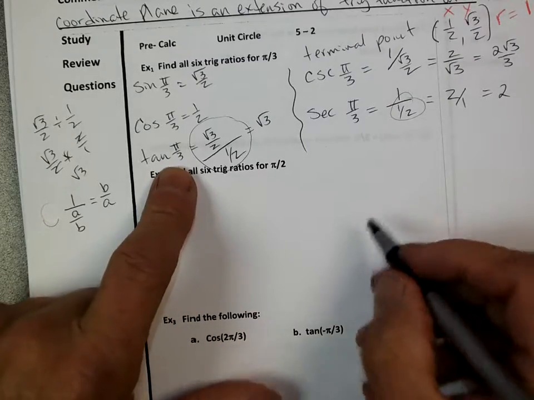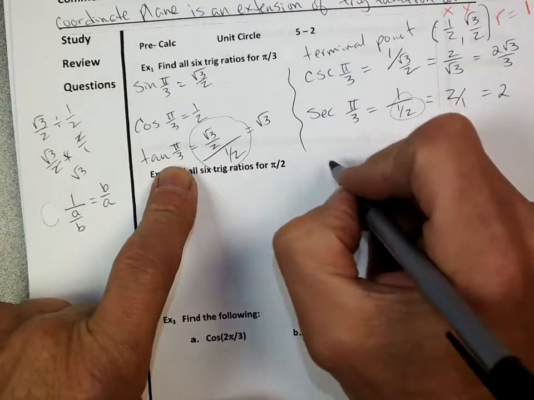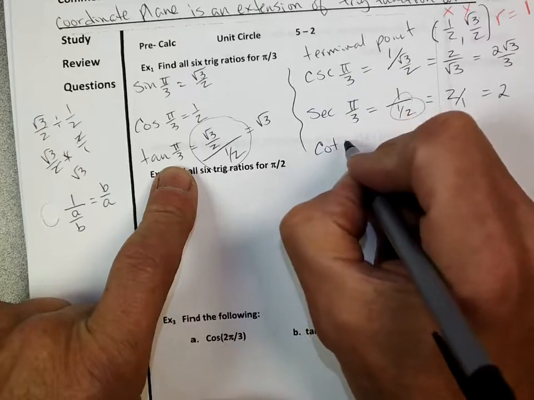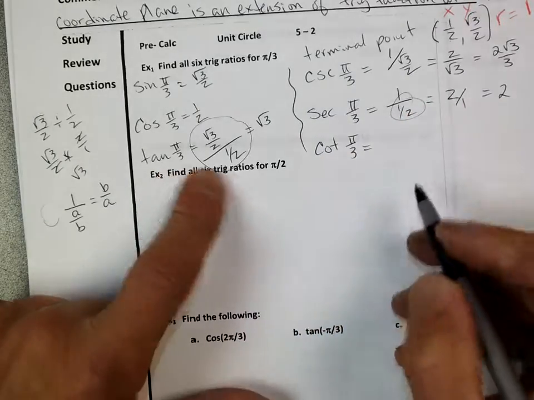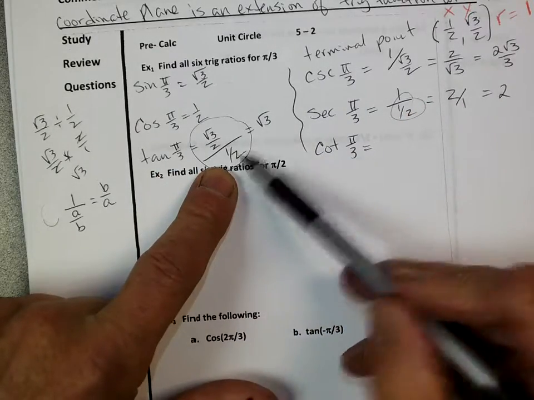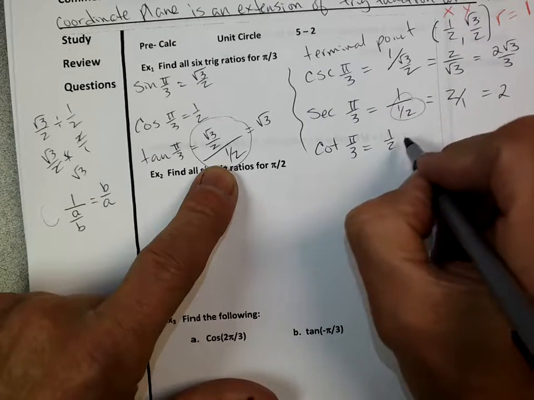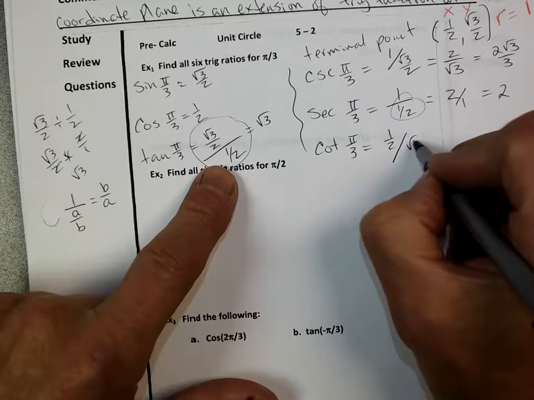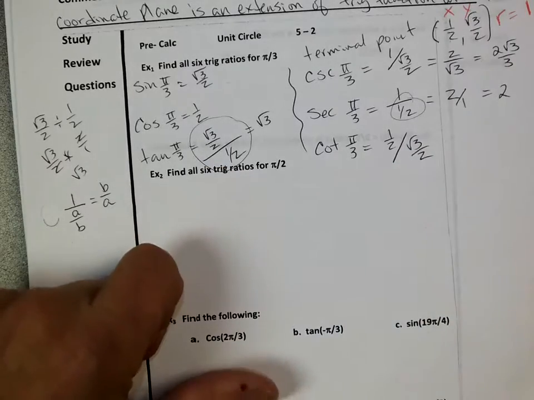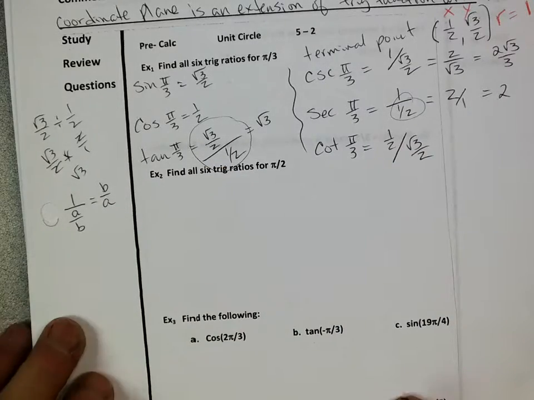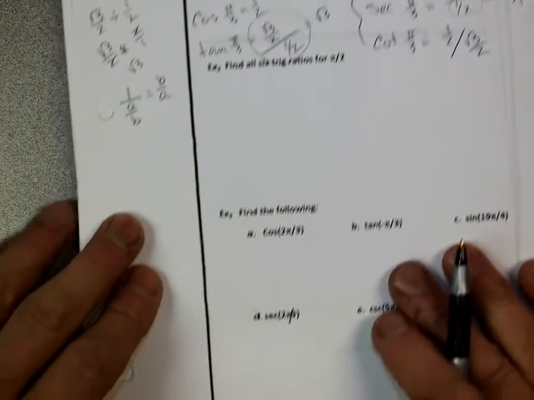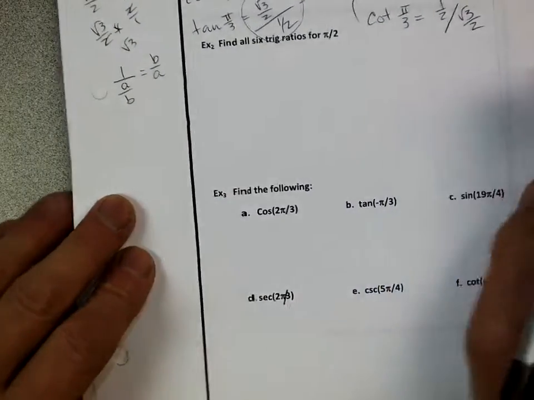And finally, tangent of pi thirds. Its cofunction is going to be cotangent of pi thirds. Okay, so now it's going to be the x over the y. So it's going to be my 1/2 divided by square root of 3 over 2. All right, well, that's kind of a mess. I'm going to have to do some fraction work here. I don't mind doing fraction work here, so let's see a little side work here.